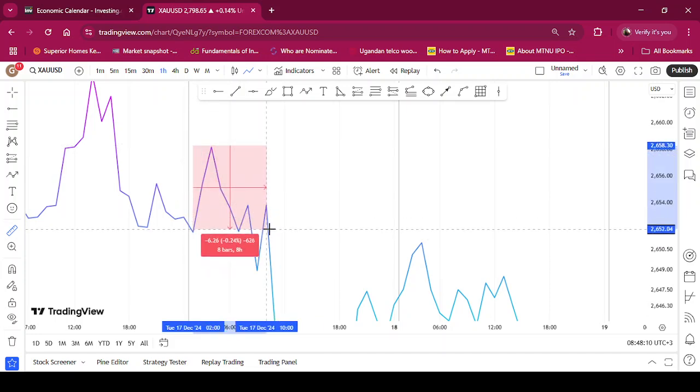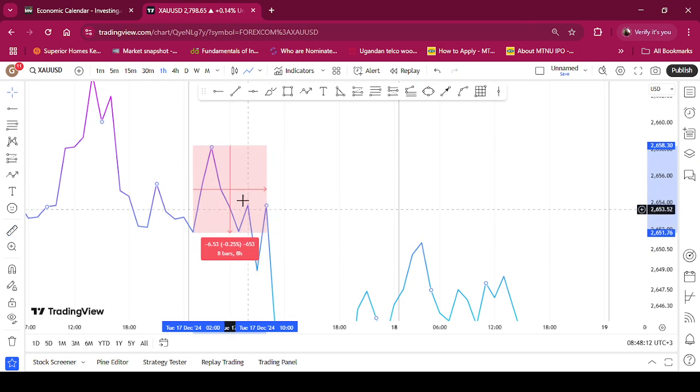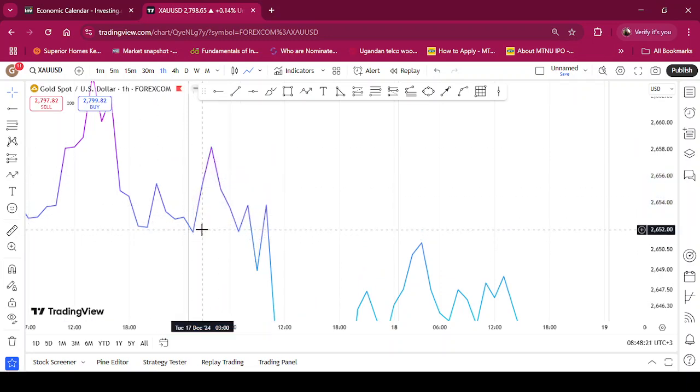Why am I not putting my line graph ruler around this area? Because it did not take out this low. Like these are just relative equals. That's why I'm not doing my measurements from this high to this low, because it did not take out this.